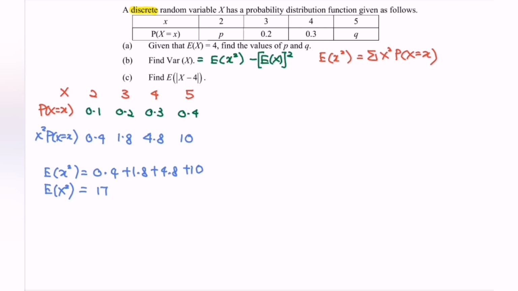Next is to find the variance. In order to find the variance, we have 17 minus E(X), the mean, which is 4, squared. So finally, the variance is equal to 1 because 17 minus 16 is 1. Next, focus on the E bracket. We have the modulus of x minus 4.